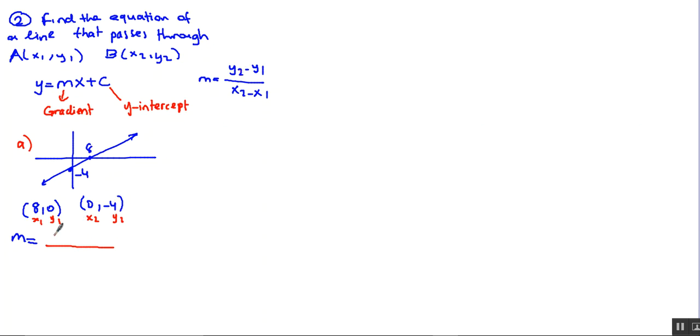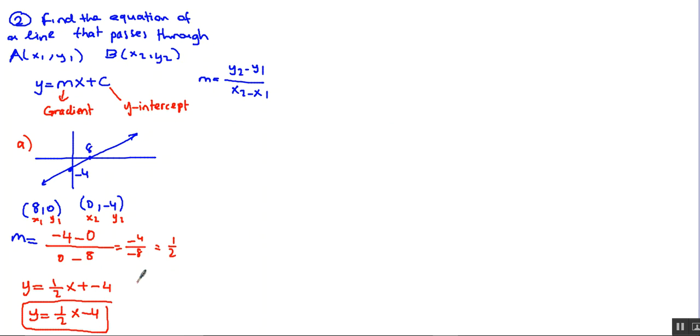Then after that, substitute the values inside the equation. y2, what is y2? -4. y2 minus y1, 0. x2, 0 minus x1, 8. So that makes -4 over -8, and that makes 1 over 2, positive 1 over 2. Then the equation is, after finding the gradient, I substitute in the formula. Y is equal to 1 over 2x plus, how do I find c? C is the y-intercept, where the line cuts the y-axis. It's -4. So the answer will be plus -4, or if you simplify it, y is equal to 1 over 2x, plus minus is minus, -4.